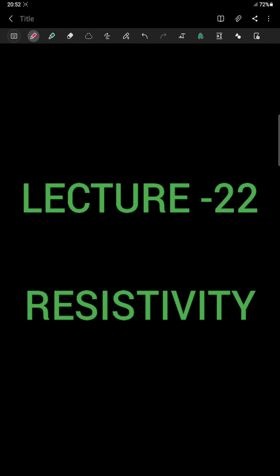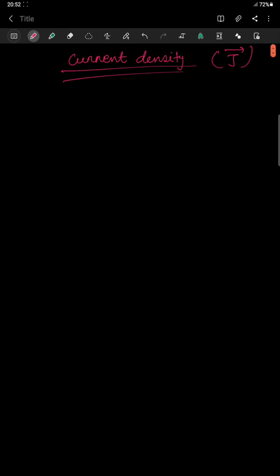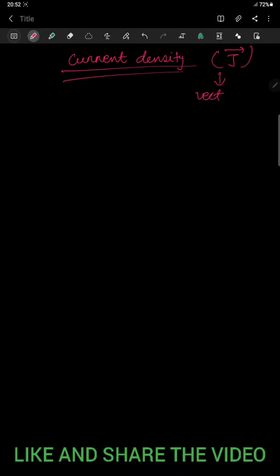So before getting into this resistivity topic, we should understand what current density is. Current density is denoted by J vector, and this is a vector quantity as shown. According to the definition, J is equal to how much? Current density means current per unit area.